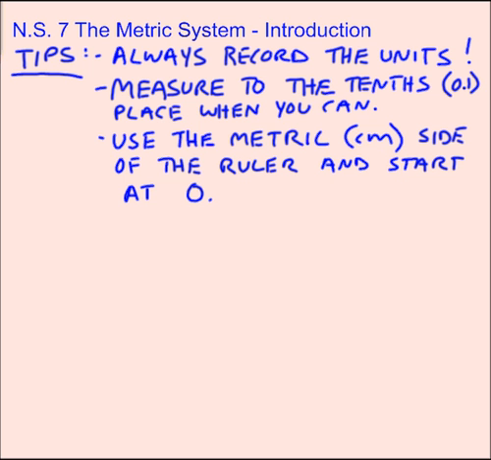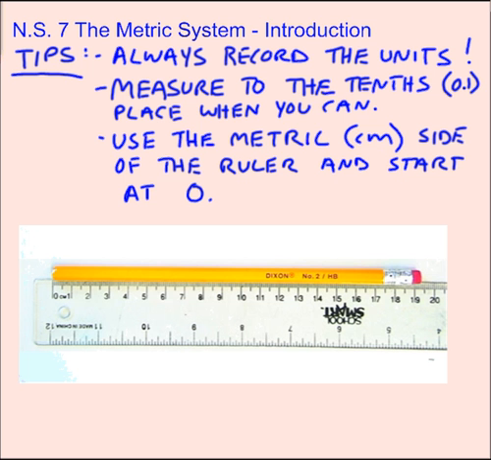Make sure you use the metric side of the ruler. That's the side that has centimeters on it, and always start at 0 on the scale. I'm going to show you what I mean. So always remember to use the metric, the centimeter side of the ruler, and start at 0. Here in this example, I put a pencil up against the ruler, and you can see that the scale here starts a little bit in from the edge of the ruler. You do not put the pencil to the edge of the ruler. You put it at the 0 on the scale, and then you go to the other end to read the length.